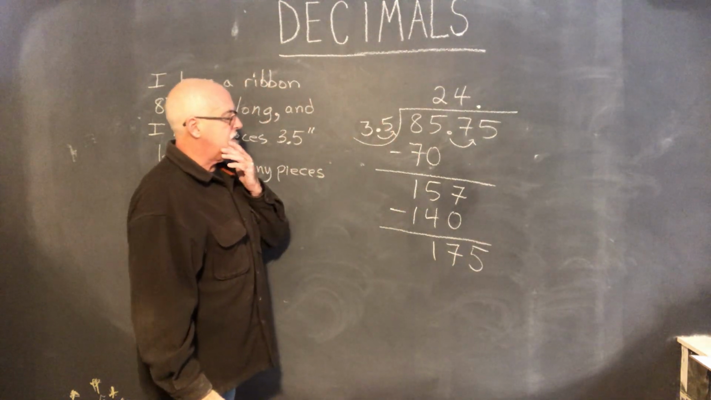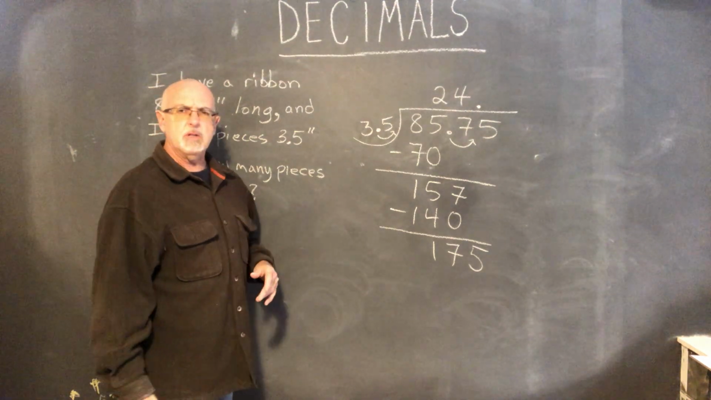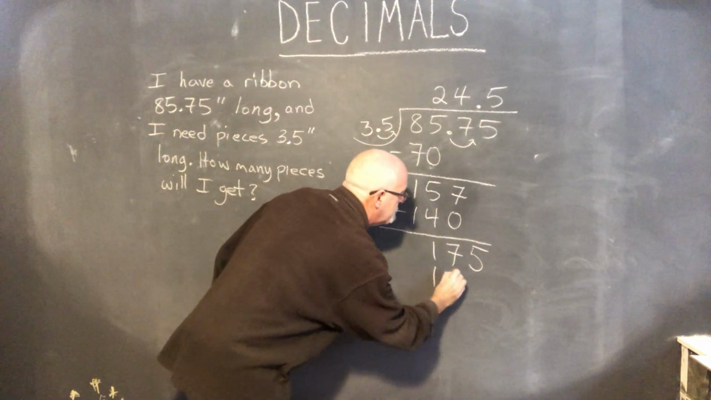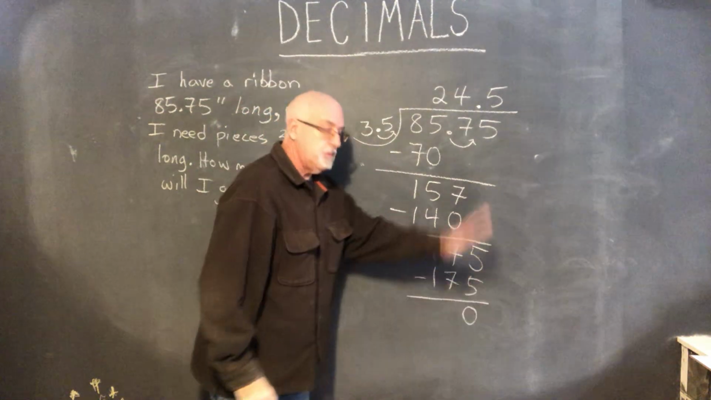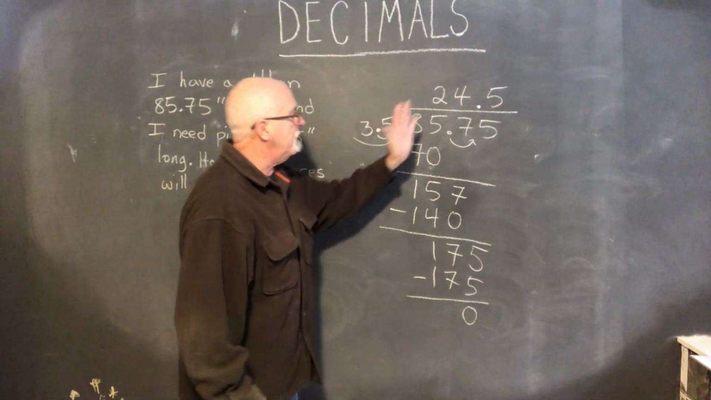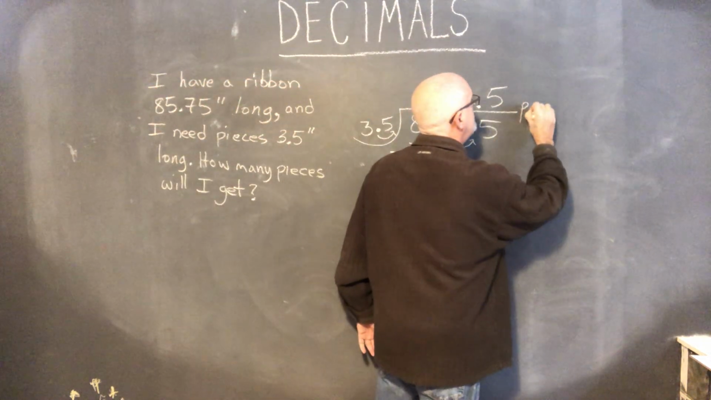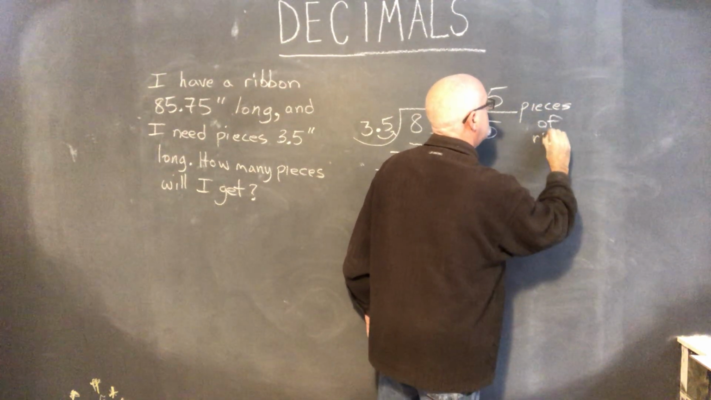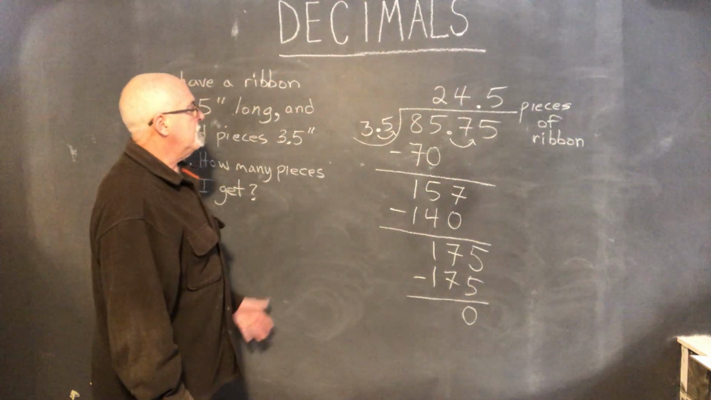Does 35 fit into 175? And you know what? We were just talking about 5 times 35. And it was 175, wasn't it? Yes, it was. So a 5 goes here. 5 times 35 is 175. We subtract. We get a 0. We got lucky. We got that 0, so we know we're finished. We don't have to worry about how much further should I go. We know that we can stop. 24.5 is my answer. And the unit is going to be pieces. But of course, to be as clear as possible, I should write pieces of ribbon so that people don't say pieces of what? Okay, 24.5.